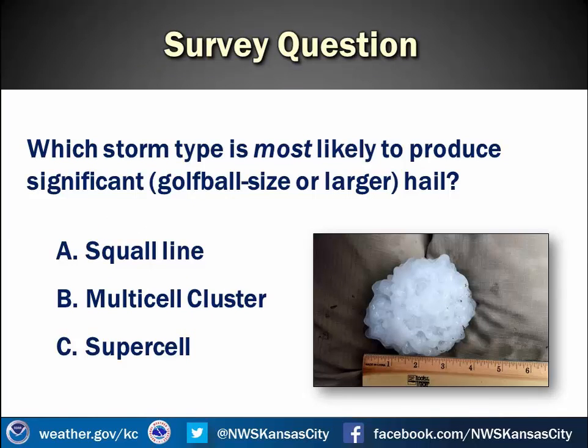All right. Quick question before we talk more about supercells. Which storm type is most likely to produce significant golf ball or larger size hail? Is it A, a squall line, B, a multi-cell cluster, C, a supercell? Who thinks it's A? B? C? Okay, you're all paying attention. Good. That's a gimme. Good job.